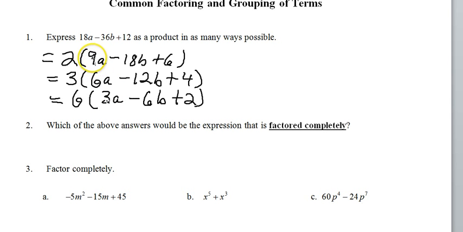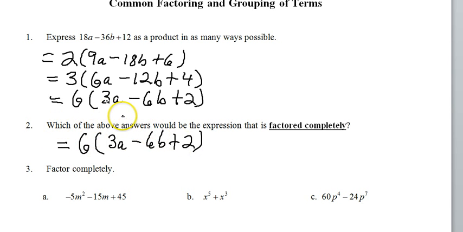And in this one, you'll notice that 9, 18, and 6 are all divisible by 3, so I could pull a 3 out of there as well. And in here, 6, 12, and 4 are all divisible by 2. I could pull a 6 out of there. And in this one here, there are no common factors in any of these, so this is the completely factored expression. So 6 times 3a minus 6b plus 2.